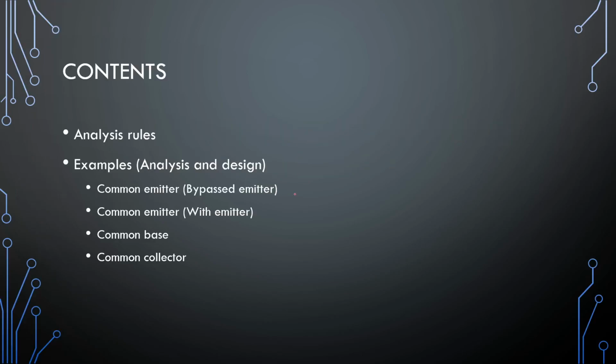So, in this video, we will be looking at the analysis rules, and then we will be looking at some examples. So the common emitter with a bypassed emitter, common emitter with an emitter resistor present or extra, common base, and common collector.